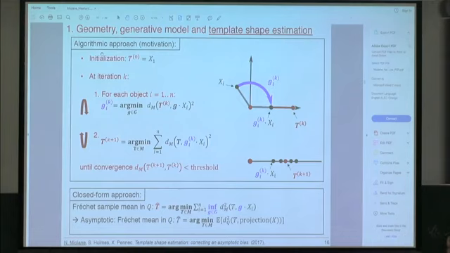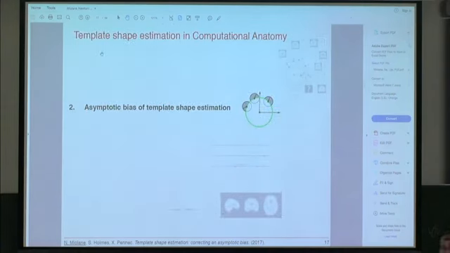What we are going to study as a proxy for the limit of this procedure is the Frechet sample mean in the quotient space. More precisely, we are going to study it in the asymptotic limit of an infinite number of data. So we assume that we have an infinite number of observations, x. I presented the geometry, the generative model that we assume, and the estimation procedure. Now I'm going to show the asymptotic bias of the template shape estimation. So why we have this difference between what we are trying to estimate and what we really are getting, even with a very high number of observations.